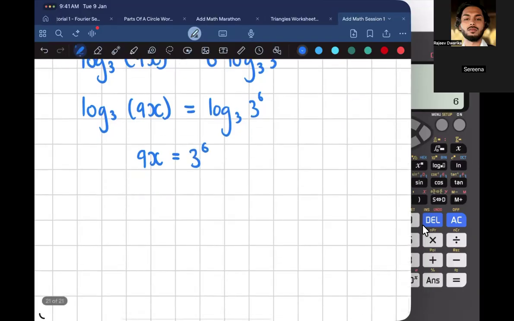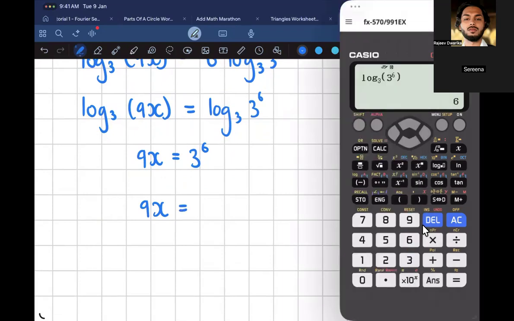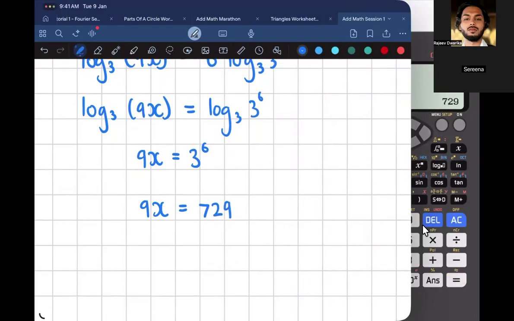Right. What is 3 to the power of 6? 729. Nice. And if I wanted to find for x, what would I have to do? You'd have to divide both sides by 9. Right.